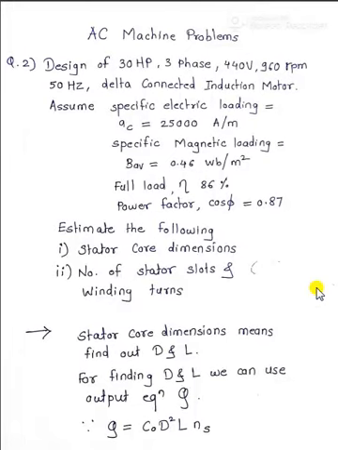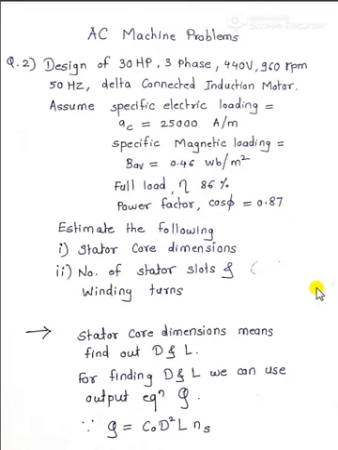Hello students, today we will see AC machine problem number 2. The question is: design a 30 HP, 3-phase, 440 volt, 960 rpm, 50 Hz delta connected induction motor. Assumptions are given. Specific electric loading, that is ac, is given as 25,000 ampere per meter. Specific magnetic loading, B average, is given as 0.46 Weber per meter square.